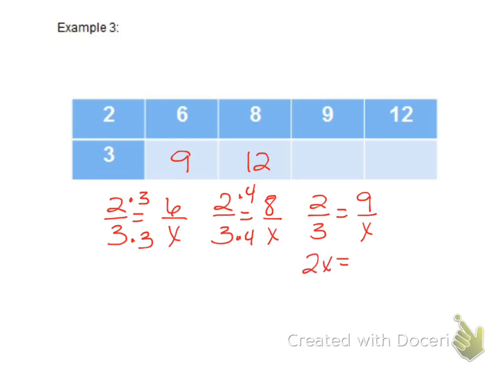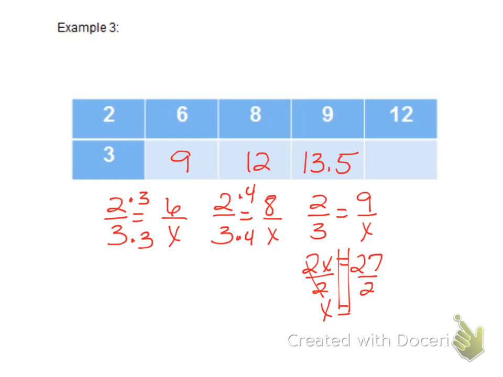2x equals, what's 3 times 9? 27. We divide both sides by 2. X equals, now, you might want to pull out your calculator on this one. Good. You got it. It's 13.5.